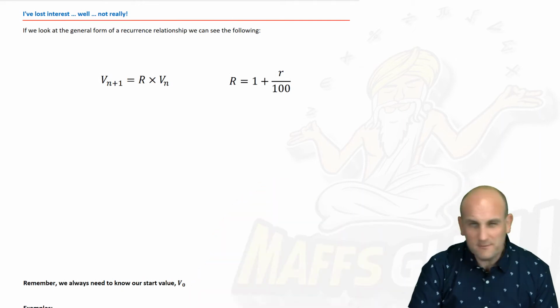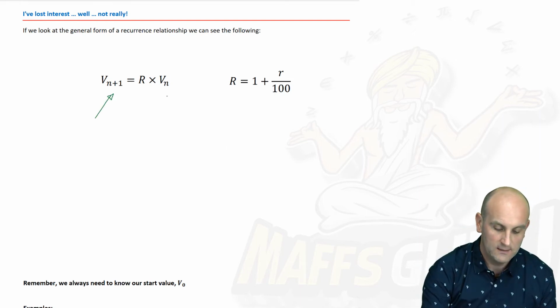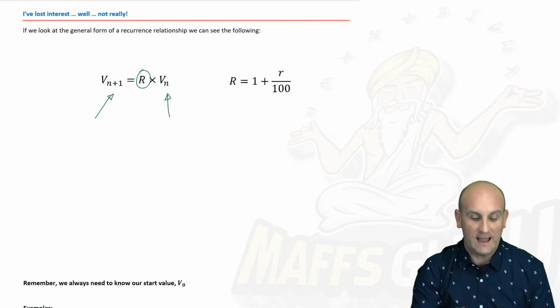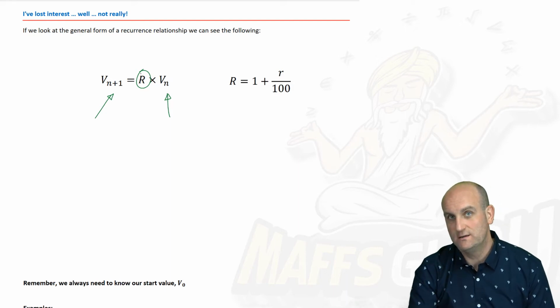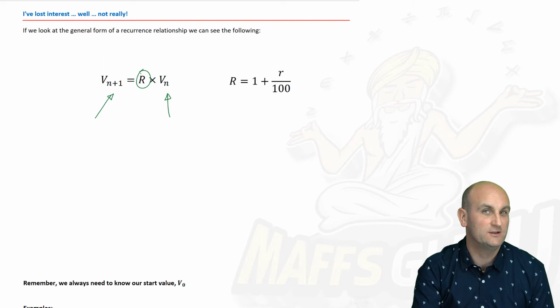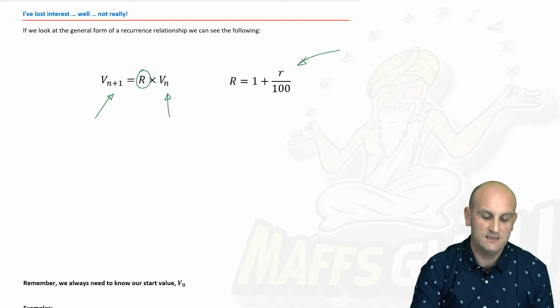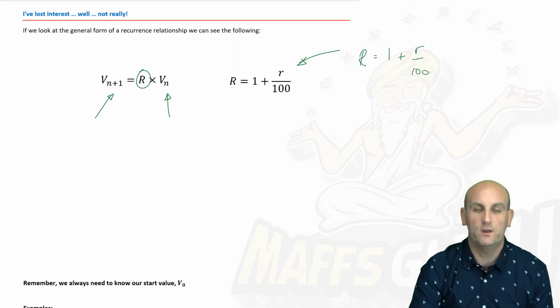Well, you can see it behind me on the screen, and it says to get to my next term, take my previous term and multiply it by some number. Now, notice that number stays the same. And how do we work out this value of R? Well, for interest, and generally speaking, because this is going to be a financial course and it's going to deal with all sorts of money, we say that R is equal to 1 plus my rate of interest divided by 100.